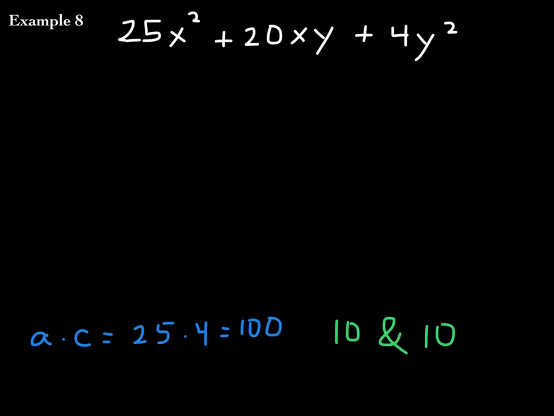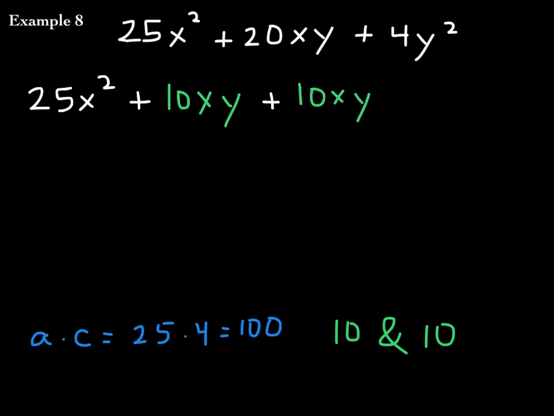So what I'm going to do is split this middle term into 2 terms whose coefficients are 10 and 10. All right, so what we're going to do is 25x squared plus, now watch this, 10xy, don't forget the variable part stays the same, plus another 10xy, don't forget the variable part, and then bring down the plus 4y squared. And now we can factor by grouping. Notice that this term here, 20xy, split into these 2 terms. All right, now we'll just factor by grouping.